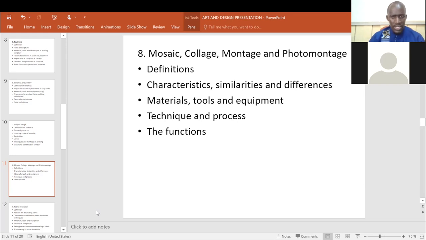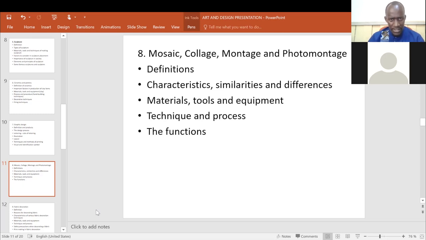When you talk about montage, you talk about using photos, pictures that are cut to create an unusual composition, different from photomontage, where we use photos as they are to create a composition. So once a candidate understands the characteristics, it becomes easier to relate the others through similarities and the differences.